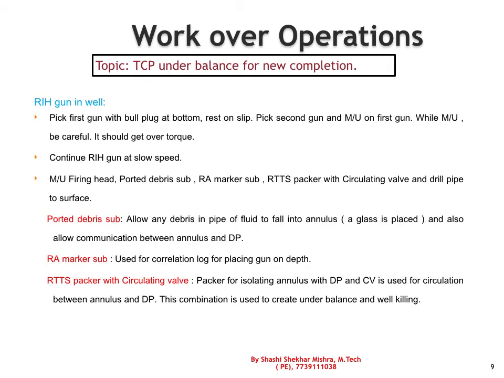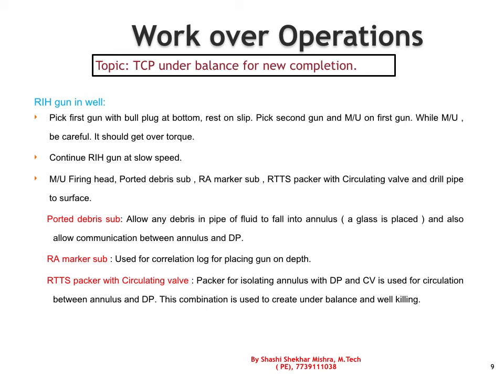Now pick up the gun with the help of the fork and the crane, and we have to take all the care while handling the gun. It should not touch or hit any hard body, and then we run the gun at slow speed. After running all the guns, we make up the firing head, ported debris sub, RA marker sub, and RTTS packer with the circulating valve and the drill pipe to the surface.